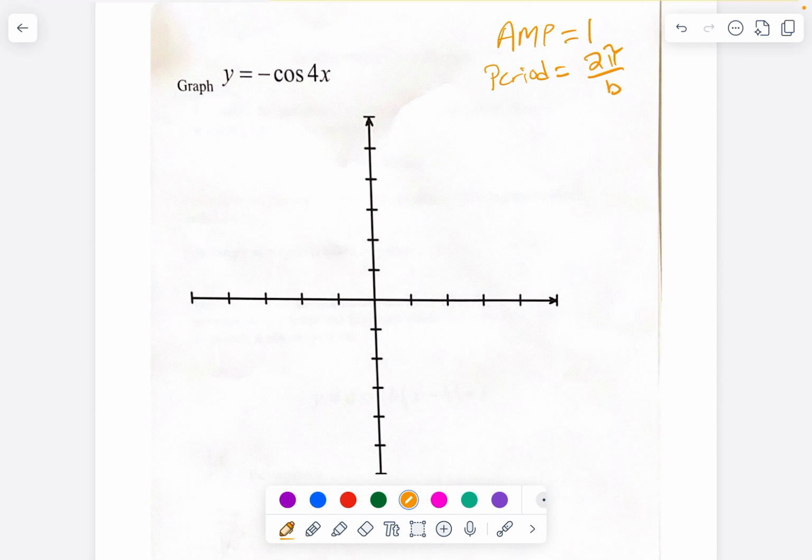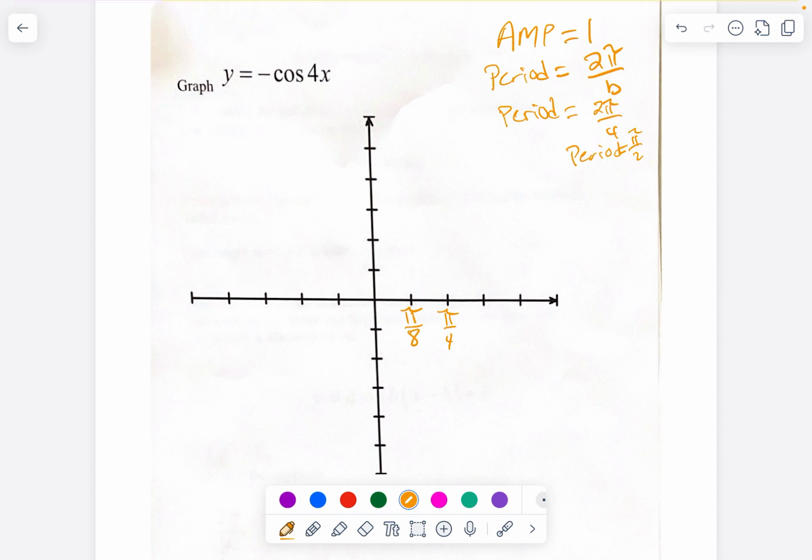And then we know b is 4. So period equals 2 pi over 4. Period equals pi over 2. So like I said before, I like to break up the period into 4 sections just so we can cover the 4 important points, but the scale doesn't matter as long as one full cycle of cosine is pi over 2 radians long. So for me, I'm going to say pi over 8, pi over 4.